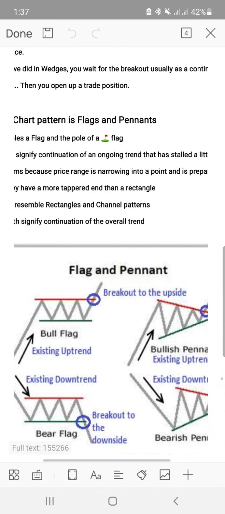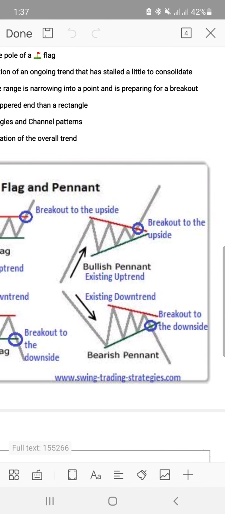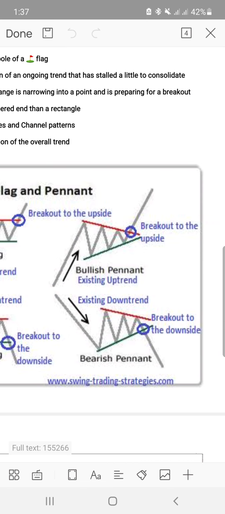So now, when we're talking about flags and pennants, look at this example. This is how a pennant is. Price rallies up like this, then price begins to range up and down between support and resistance. Then there's a breakout and it continues going up.